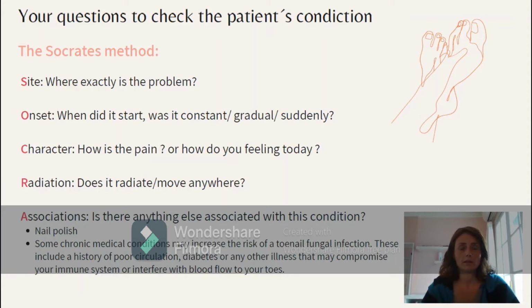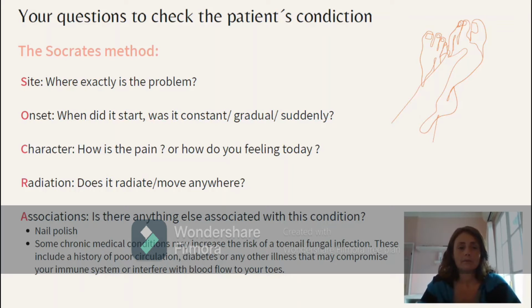This question locates the problem, the pathology. For example, is it on the nail, on the skin, under the nail? Where exactly is it? Onset. When did it start? Was it constant, gradual, sudden? I mean, is it something that is happening now, or maybe it started 2 days ago, or this morning when you woke up, you saw your feet and thought, what happened to my nails? Or is it something sudden now?